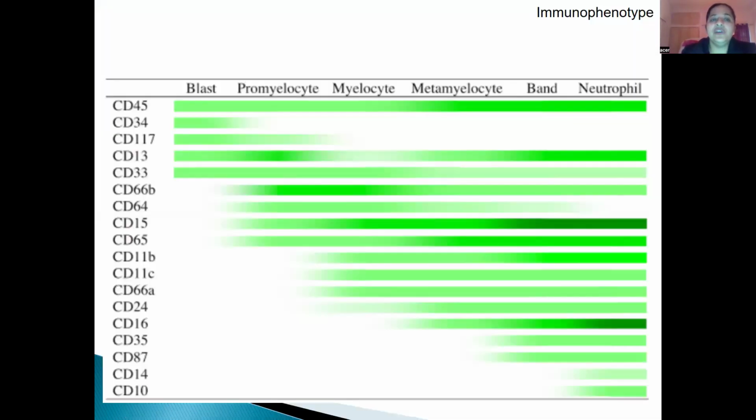In acute leukemia, we will be studying about the blasts. These are the immunomarkers, as you can see. They are CD34, CD13, CD33 positive. The blast is CD34, CD45 positive. And the other cells are given accordingly.